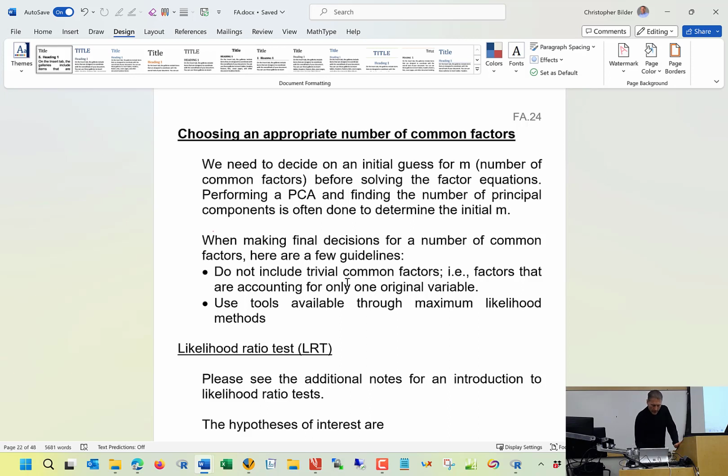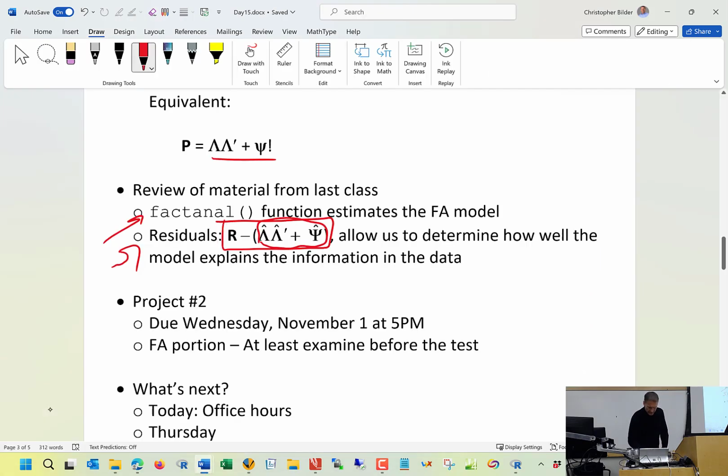And so when you decide how many common factors to use finally in the end, there are 2 things to think about. First of all, as you will see shortly, because we're using maximum likelihood estimation, there are some tools available to us to help make that decision. It allows us to say, okay, is 1 better than 2? Is 2 better than 3? And so on. But also something else to think about is this. Do not include trivial common factors. Well, what does that mean? Let me go back to my model here.